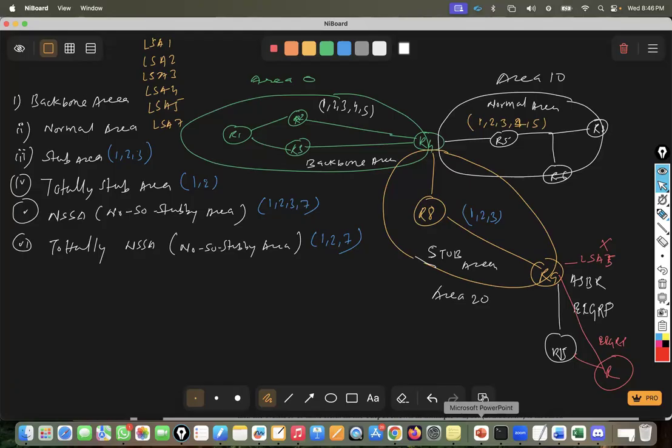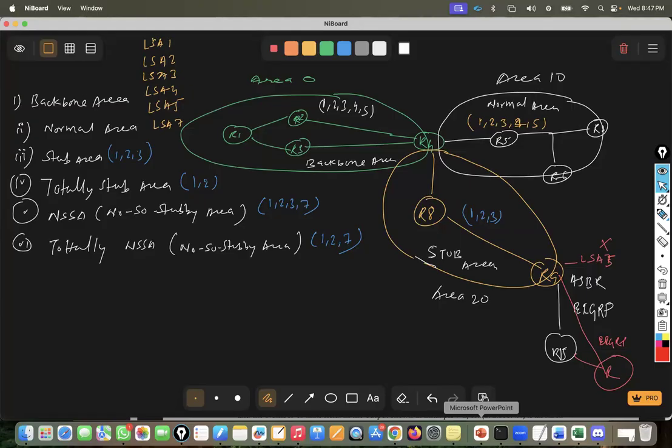But if we don't do the redistribution, still this will be restricted, right? I'm saying in the stub area we are using OSPF, and here R9 and R15 are using EIGRP. If we don't want the area to learn the external routes, stub area means it restricts the external routes from being learned, right? But for the external routers, yesterday we saw that we are using the redistribution. Yes.